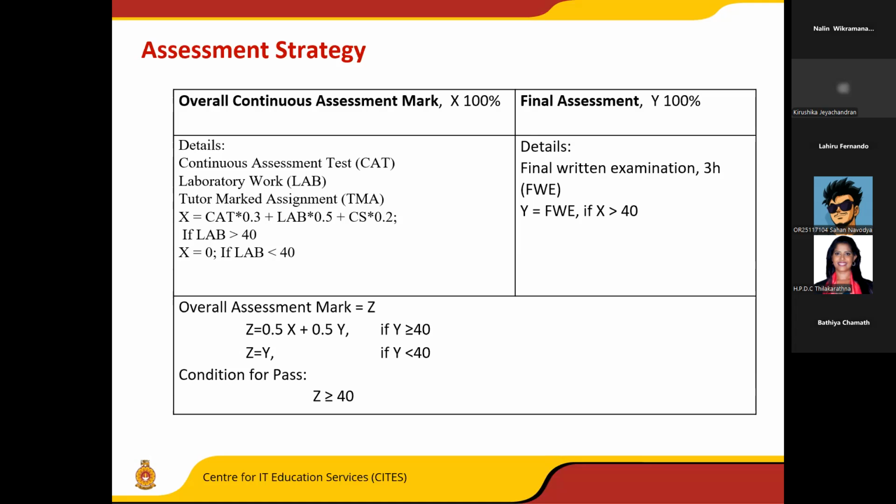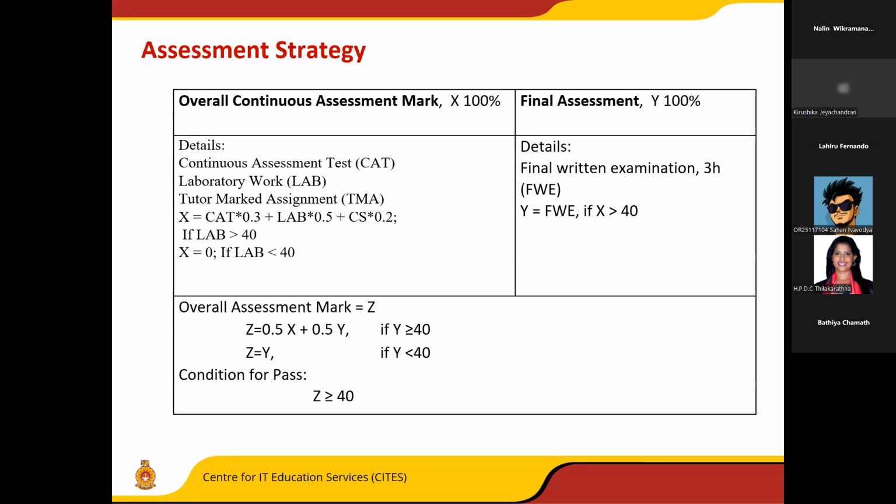confirm two conditions. One of the conditions is lab test marks should be greater than 40. So once you get greater than 40 marks for the labs only, it will be considered as one of the conditions to be eligible. And the next condition is the overall eligibility marks, OCAM marks, also should be greater than 40. So this particular lab will be considered as the critical component to get eligibility for this particular course.